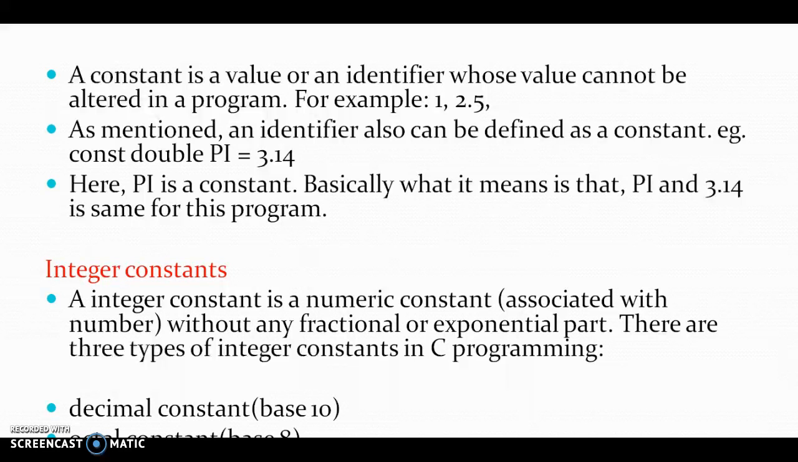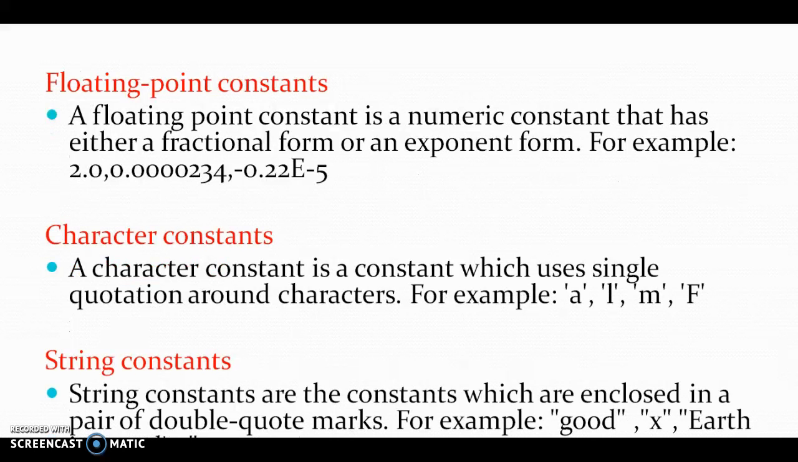That's it. And integer constant. An integer constant is a numeric constant without any fractional or exponential part. There are three types of integer constants in C programming: decimal, octal, and hexadecimal.